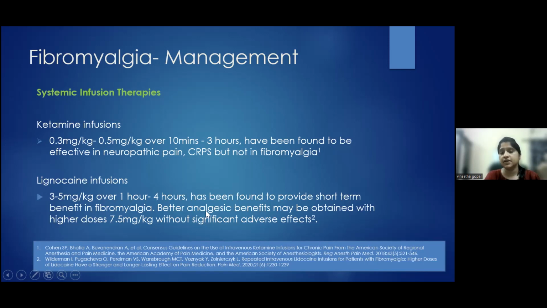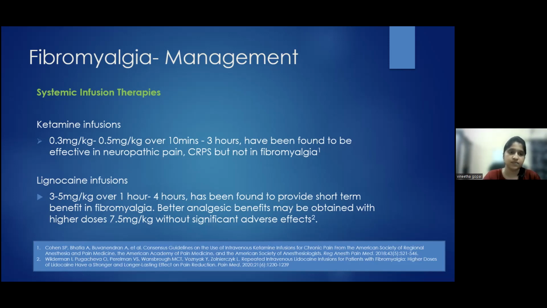And better analgesic benefits may be obtained. This particular study says that higher doses, like 7.5 mg per kg, can be given without significant adverse effects. So in neuropathic pain, maybe you should first go for ketamine infusion, because for neuropathic pain and CRPS, ketamine infusion has higher evidence than in fibromyalgia. Whereas in fibromyalgia, you may first try lignocaine infusion and then go for ketamine. There is no hard and fast rule, but there is some evidence that ketamine is not as efficient in fibromyalgia when compared to neuropathic pain or CRPS, whereas lignocaine has at least short-term benefits in fibromyalgia.